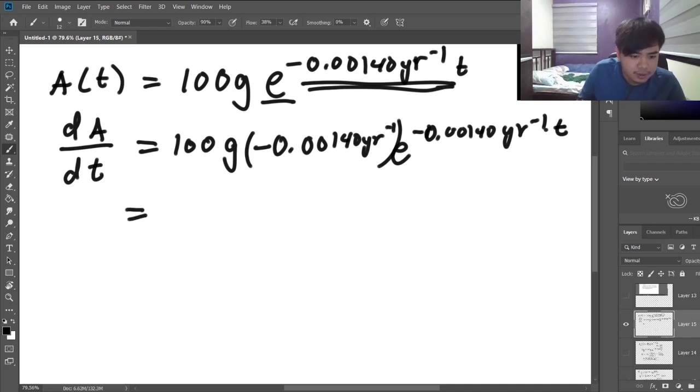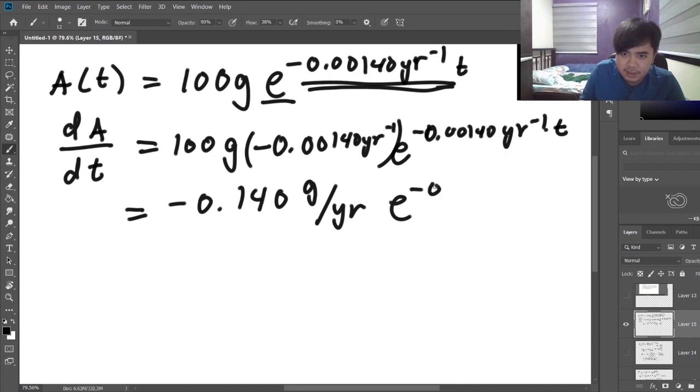So simplifying this further, we get negative 0.140 grams per year times e to the negative 0.00140 inverse years t. And I told you the inverse years was important there. So it now is a gram per year situation. Why is that important? Because remember dA over dt? dA, A is the amount, so it's the change in amount over the change in time. Amount over time, gram over year. That's essentially what we're looking for. So we are on the right track.